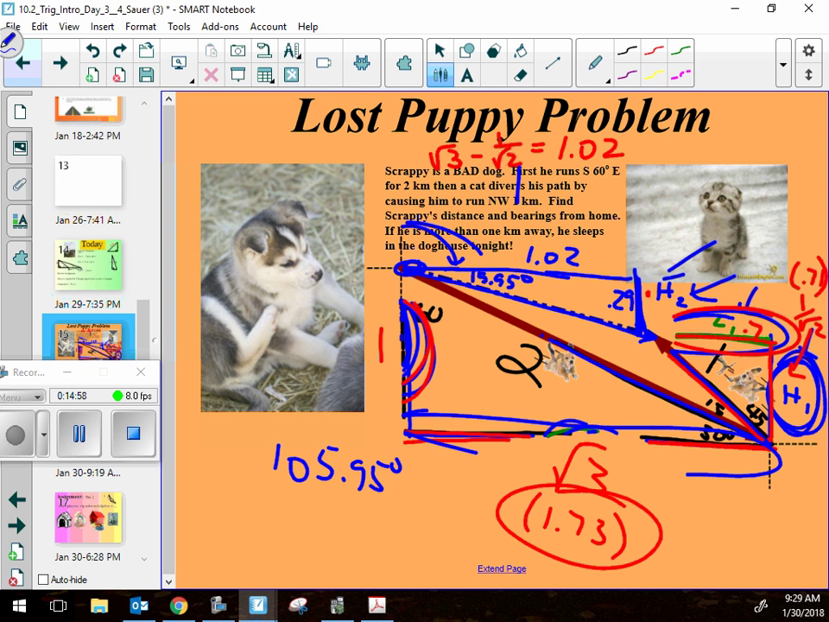Well, you can figure out this distance pretty easily now because you've got one side and you've got one angle. How far was he from home? The dotted line length. Yes. 1.06. All right. Was Scrappy more than a kilometer away? Yes, he was. So therefore, he's going to sleep in the doghouse.